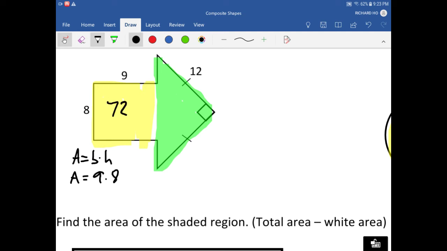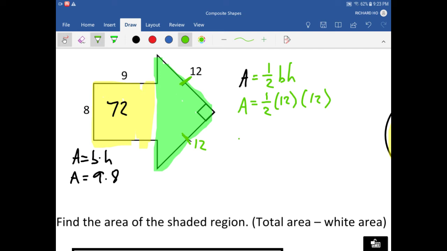For the green one, you have area equals 1/2 base times height. So area equals 1/2, your base is 12. These marks here mean that they're the same. So if that's 12, this is also 12. So it makes it easy for us. 12 and 12. So 12 times 12 is 144, divided by 2 is 72.